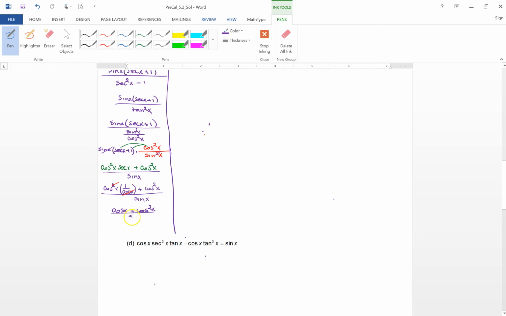Another trick we can do: when the numerator has more than one term and the denominator has one term, we can split them up. Give each one a sine, so this will be cosine x over sine x plus cosine squared x over sine x.